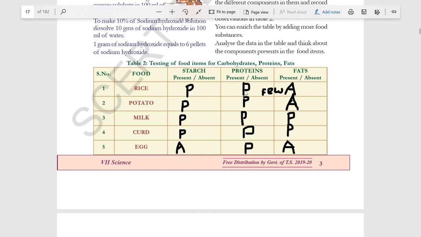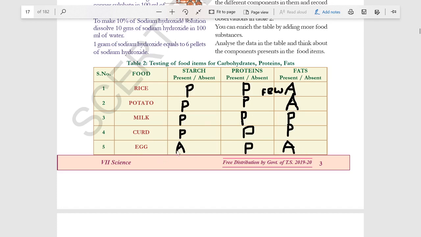Proteins are present, but only in a very small quantity. Fat is not present, absent. Likewise, in potato, starch is present, yes. Protein present, yes. Fat present, no. Milk: starch is present, proteins are present, and fat is also present, as well as in curd.